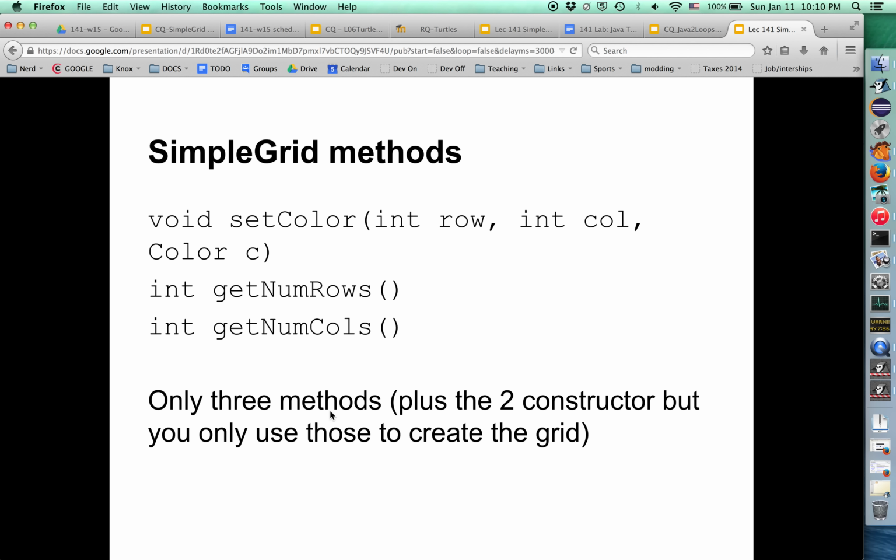So moving on. SimpleGrid methods. I'll just sort of list things in this format for future classes that we learn about over the course of the term. I'll give a column for the return types, and then I'll give you the name of the method and then whatever the parameters are. So this one only has the 3 methods plus the 2 constructors.